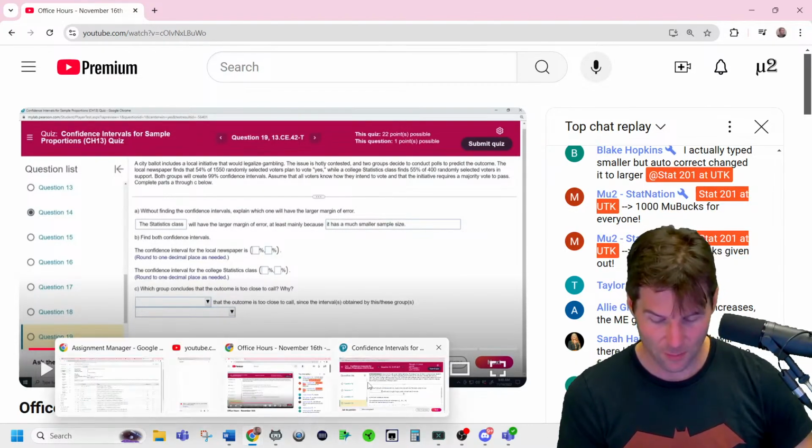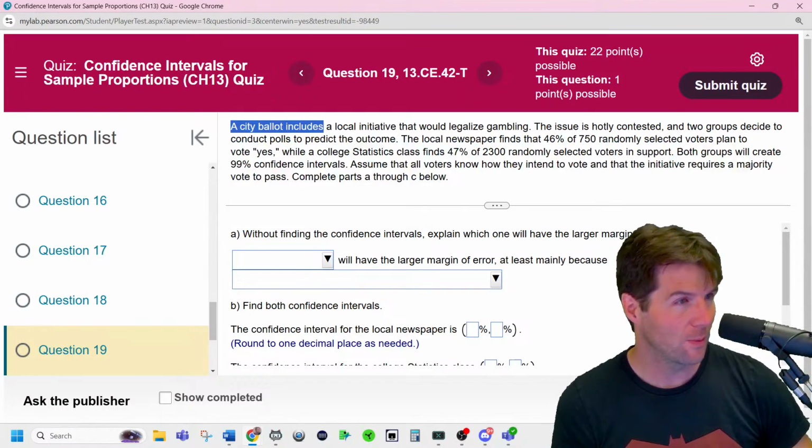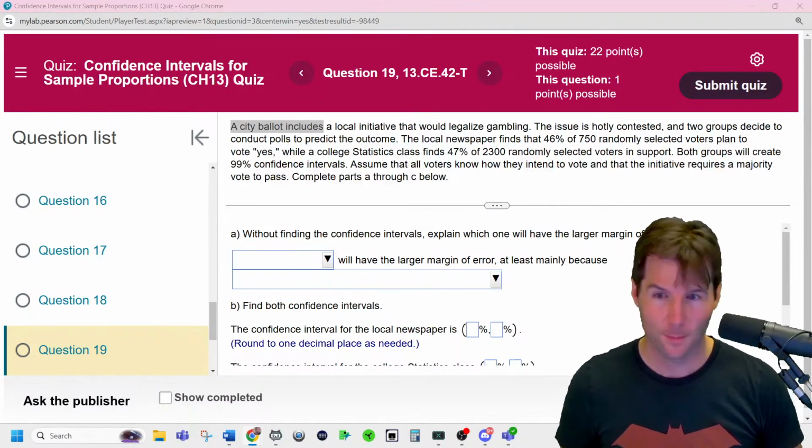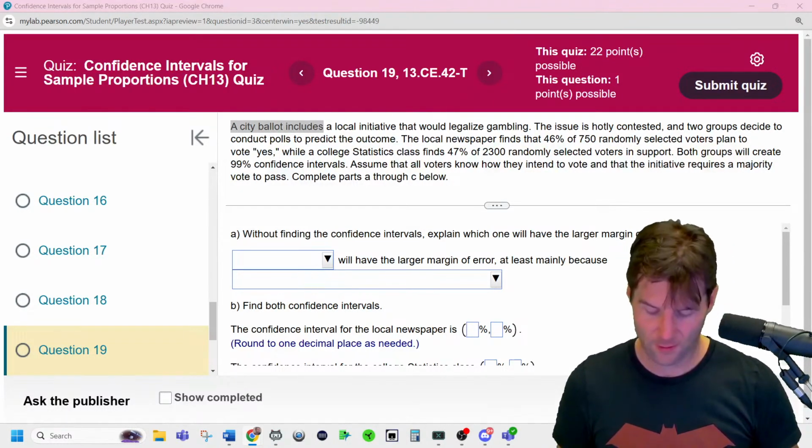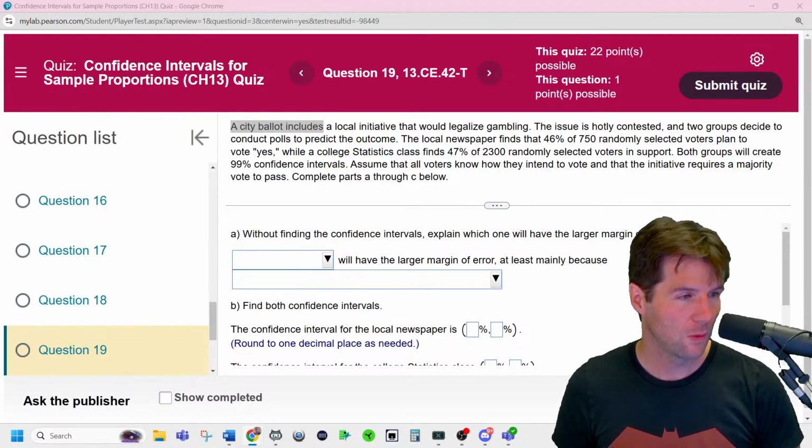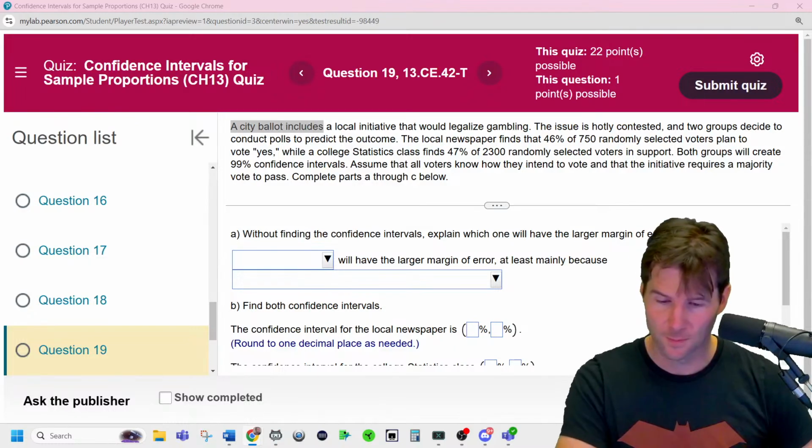How about we do the city ballot one? A lot of people get stuck on that one. So, 11 fall to 3, stat to a 1, chapter 13 quiz. Here we go. City ballot includes.